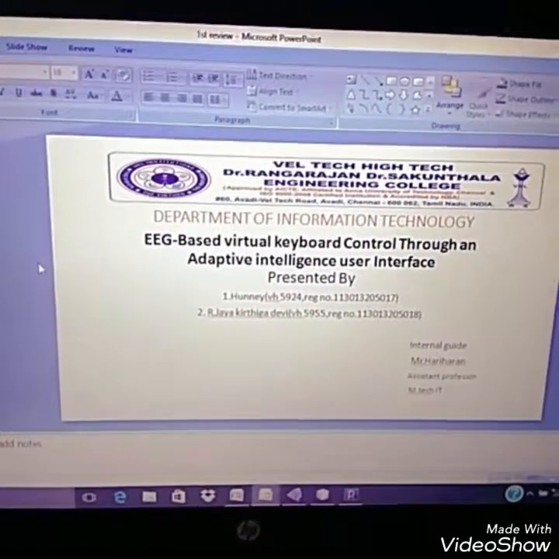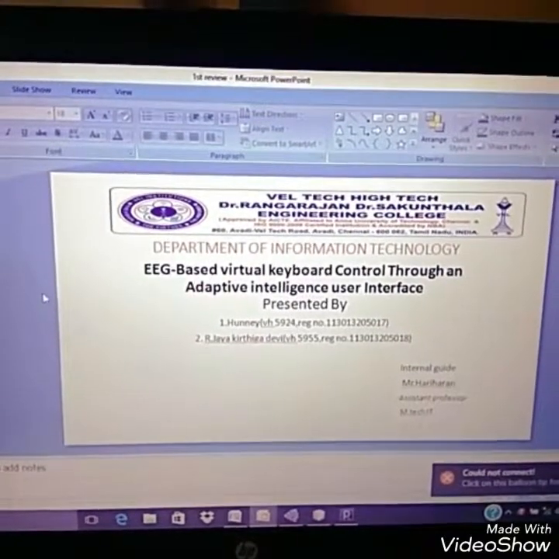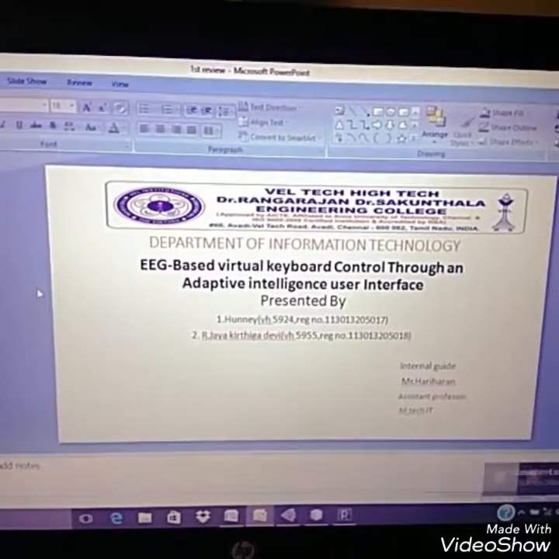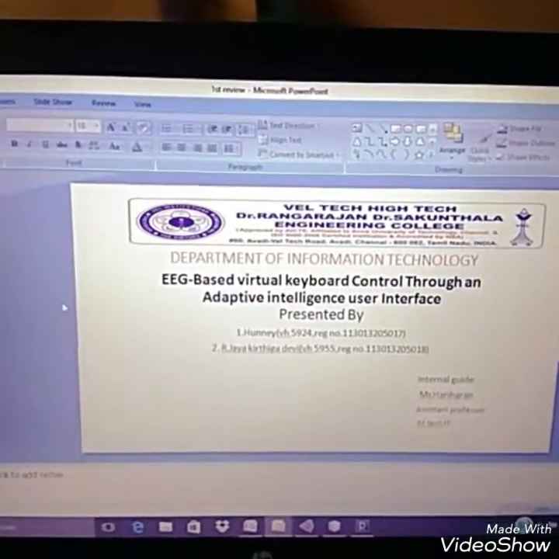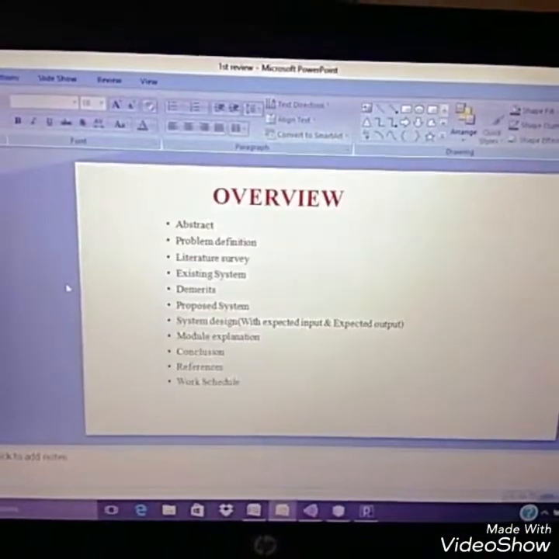Hello friends, our project title is EEG based virtual keyboard control through an adaptive intelligence user interface. EEG, electroencephalographic signals, are used to control the virtual keyboard through an adaptive intelligence user interface, which we have introduced in our project for passing a large amount of information to the virtual keyboard.